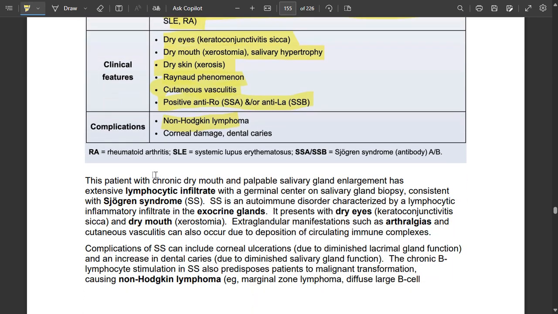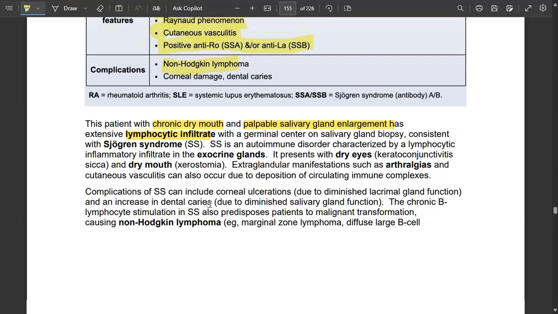This patient with chronic dry mouth and parotid salivary gland enlargement has extensive lymphocytic infiltrate with a germinal center on salivary gland biopsy, consistent with Sjogren syndrome. It is an autoimmune disorder caused by lymphocytic infiltrate in the exocrine glands. It presents with dry eyes, keratoconjunctivitis sicca, and dry mouth, xerostomia. Extraglandular manifestations, arthralgias and cutaneous vasculitis, can also occur because of deposition of circulating immune complexes.